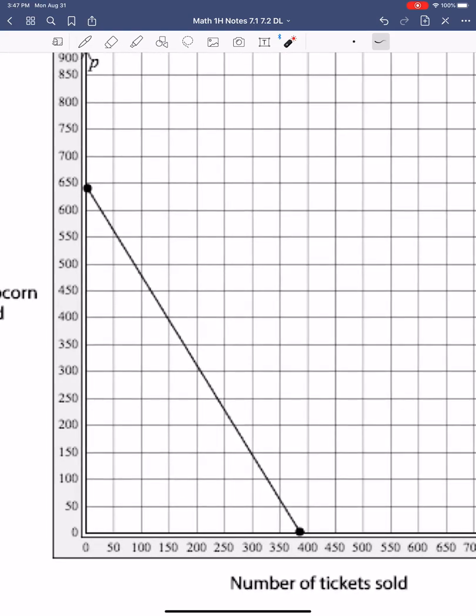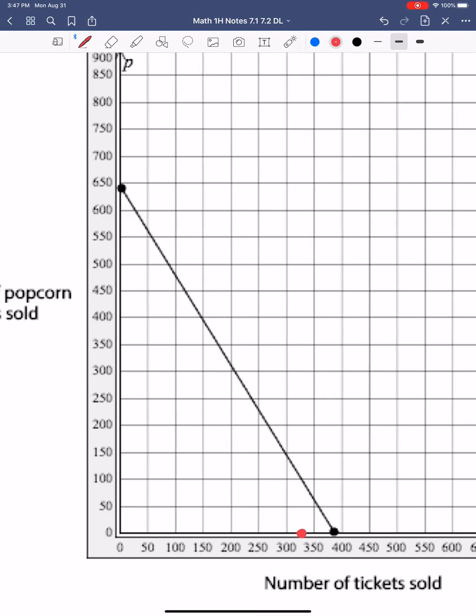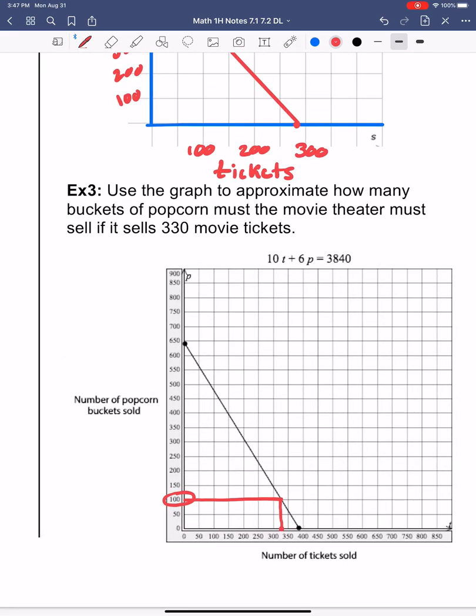330 movie tickets is going to be right about, let's see, where is it going to put me? Right about here, 330, right? How many buckets of popcorn are you going to need? Well, what I can do is I can just draw up and trace to my line here, okay? And that tells me that I'm going to need about 100 buckets of popcorn here. And that means that if I had 100 buckets of popcorn and 330 movie tickets, then I would achieve this $3,840 limit that I'm trying to get to. So this would be 100 buckets of popcorn.